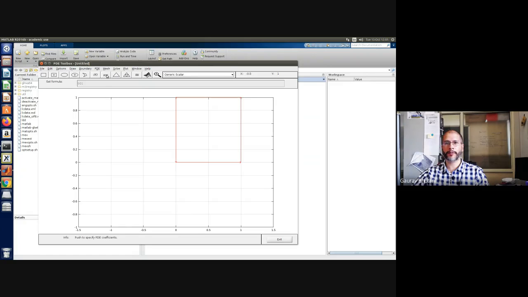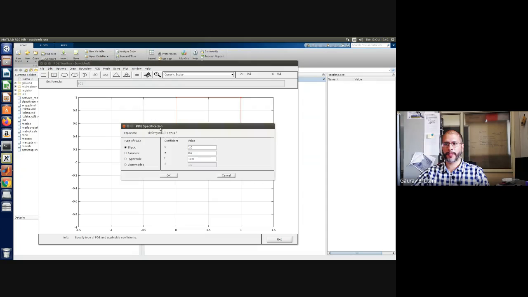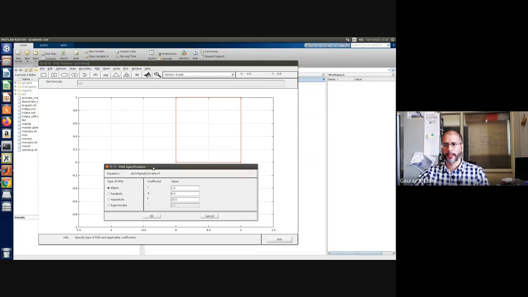Now we have to define a partial differential equation. Remember, we are solving the heat conduction equation. So the heat conduction equation is an elliptic equation. Again, PDEs are of different types depending on the coefficients. In this case, it's the equation minus divergence of c times grad of u plus a times u is equal to f. C is your thermal conductivity. So in this case, our equation is Laplacian of theta equals 0.